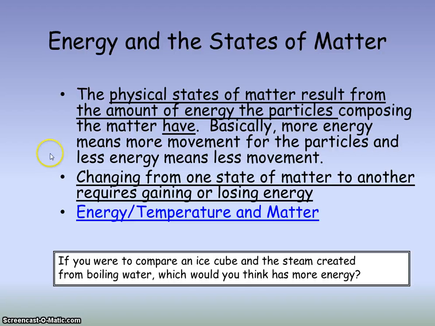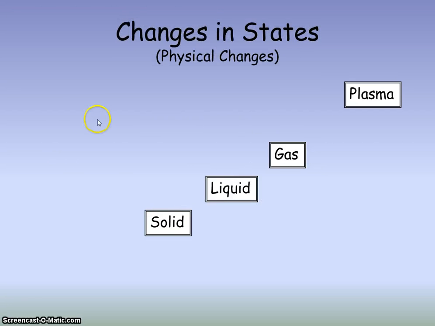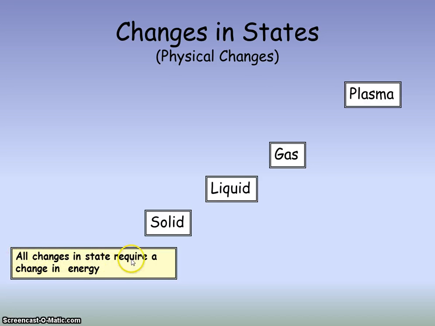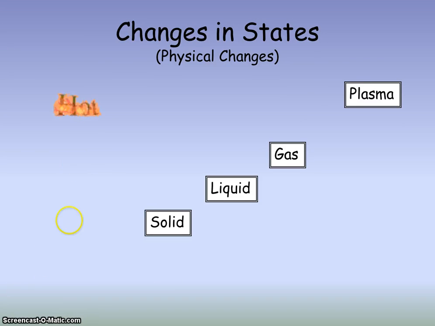So let's look at some changes in the states of matter. Okay, here's a hierarchy, more or less energy. All changes in state of matter require a change in energy. Some energy is either put in or taken out. So let's add some heat to our solid. You add some heat, those particles get more energy, they move around faster, right? And they melt. Okay, from solid to liquid, we call that melting.